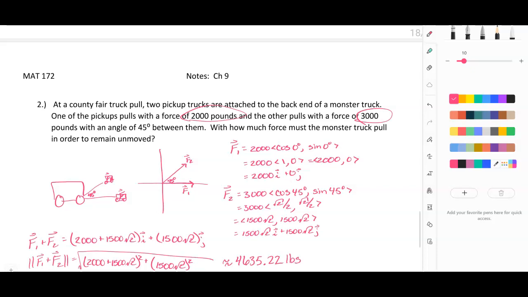So what's it going to take for this truck not to move at the county fair? That monster truck is going to have to apply 4635 point 2, essentially 4635 pounds, of force. If it applies more than this, then it's going to move these two trucks backwards. If it applies less than this, then these two little trucks are going to pull that monster truck.